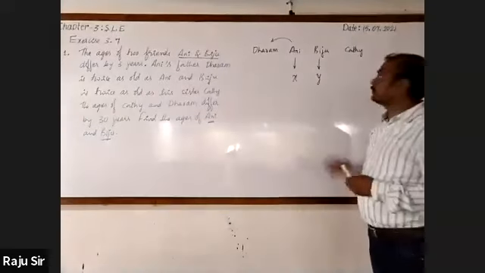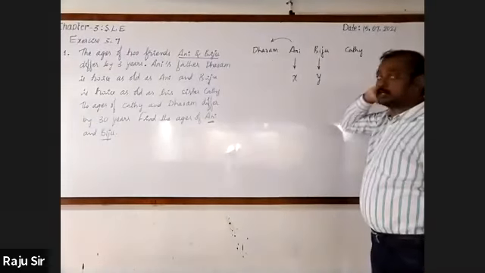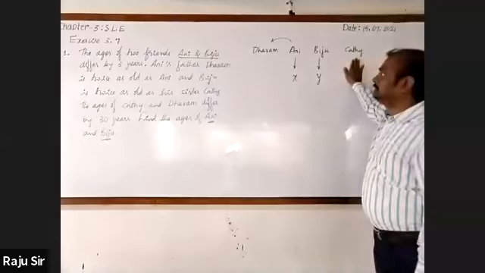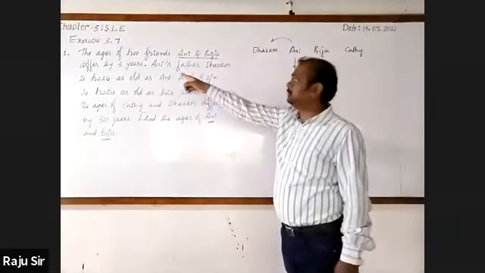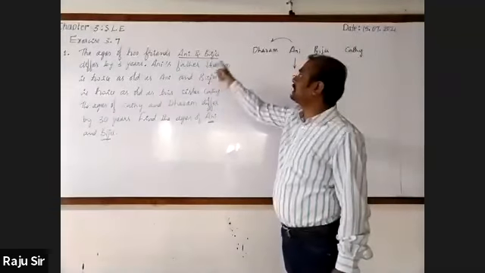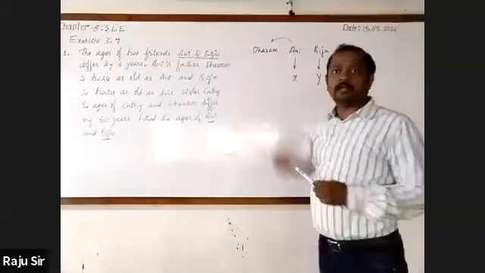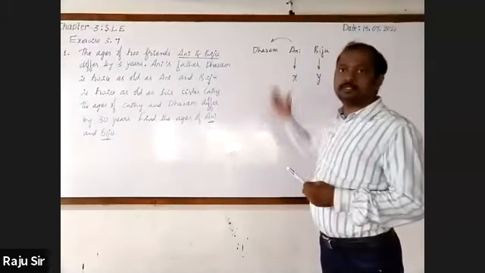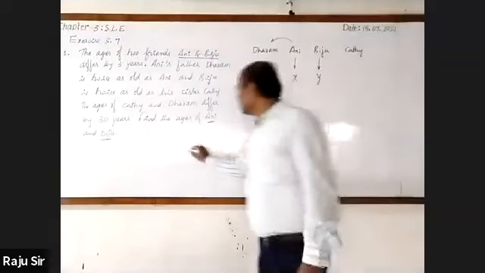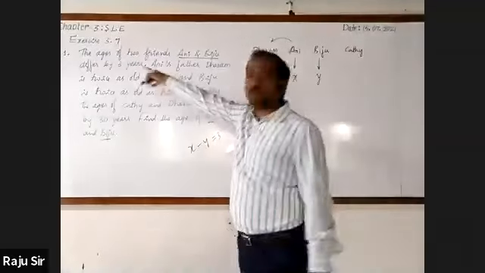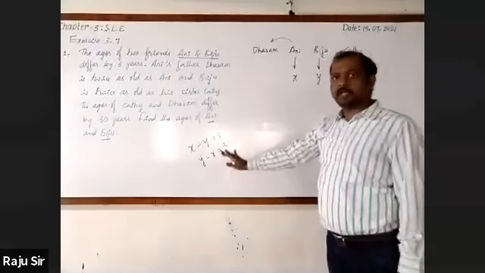So now let's go for writing the ages of Dharam and Kathy in terms of X and Y. Once you go through the statement, the ages of two friends, Ani and Biju, differ by 3 years. But have you been given who is elder? Whether Ani is elder or Biju is elder? We do not know, right? So it may be either x minus y is equal to 3 or y minus x equal to 3. Still, we do not know that. Let it be as it is.